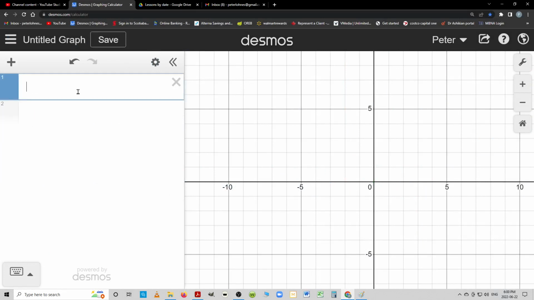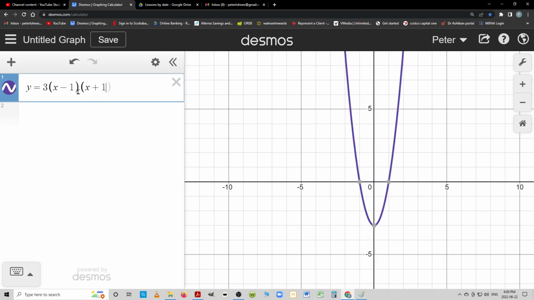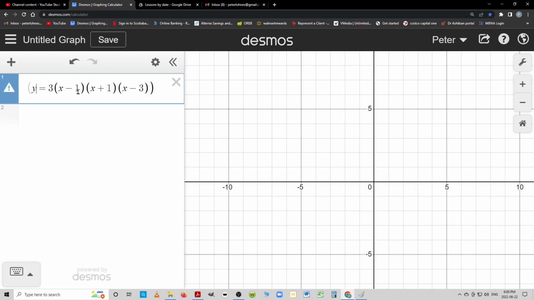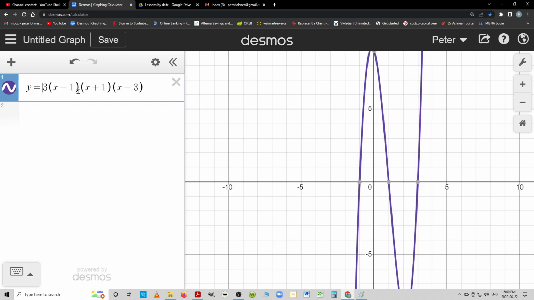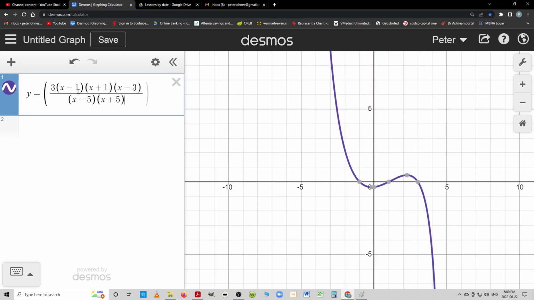Okay, so here's one where we have a 3 in front, let's say, and we have x minus 1, x plus 1, and we'll say x minus 3. We're going to put a bracket around it like that. And we're going to divide it by, and we'll do totally different ones down here, x minus 5. And we're going to keep the x plus 5 for some symmetry, and we'll say x minus 2. They're all different.